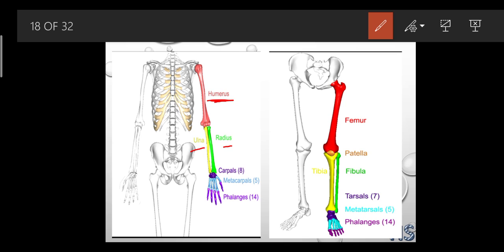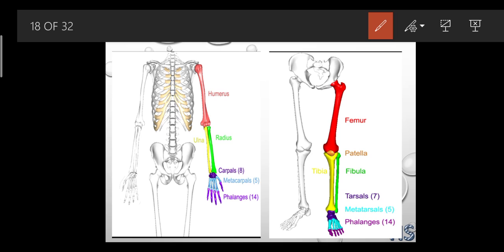Ulna, this is the bone which is attached to your small finger. This part, this is the small finger we can see out here. And the radius is attached to the thumb part. So the ulna is attached to the small finger, and the radius is attached to the thumb part.